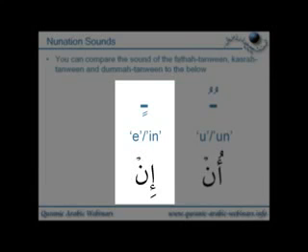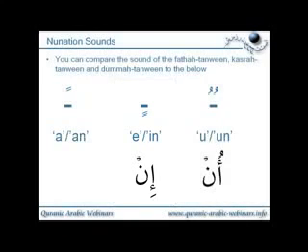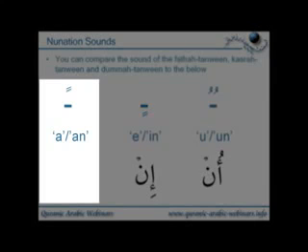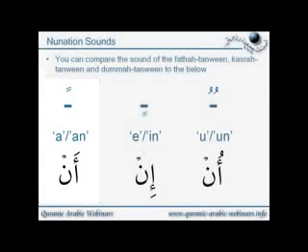With the kasratain, it's the equivalent of the hamza with the kasra and then the noon sakin, so in. And with the fatha tanween, we have the hamza sat on top of the alif and the noon sakin. Okay, so we have the dhamma tanween, kasra tanween and the fatha tanween, and they're the equivalent sounds that you would see if you had written the sound out yourself using sukun.